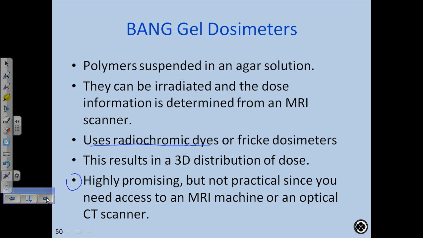Rather than what I do now when I'm checking my stereotactic dosimetry, which is I put a little piece of film in a small phantom. But that just gives me 2D information. So it doesn't give me the whole picture. So this gives you a lot more information.